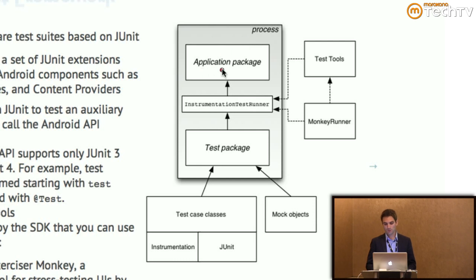So basically in Android we have a process that runs our application, right? So that's this application package that we want to test. So what we do is we use something called an instrumentation test runner. It's a tool that allows us to test other code, right? So basically the instrumentation test runner is the runner that's going to run our tests against the code that we're testing, right?